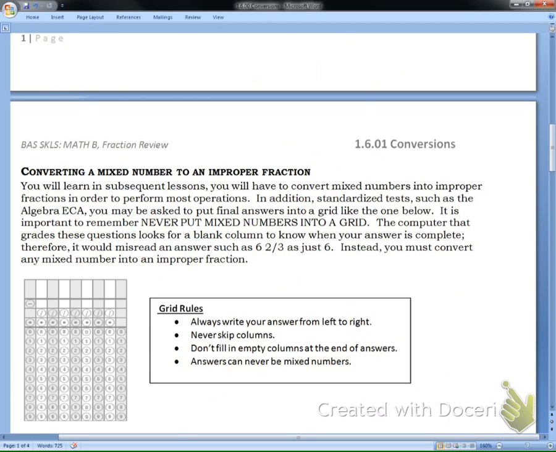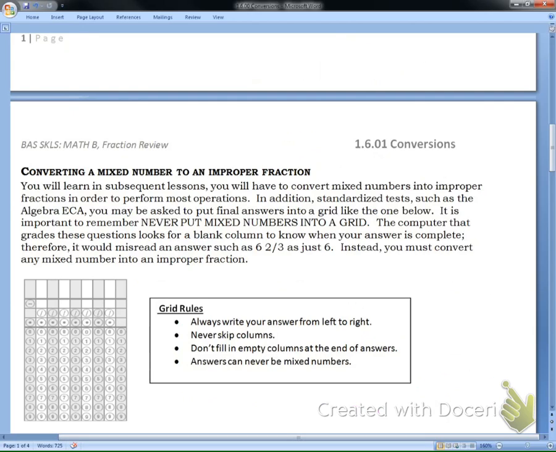As I showed you in the vocabulary above, mixed numbers can be referred to as an original improper fraction. You will learn in subsequent lessons that you will have to convert mixed numbers into improper fractions in order to perform most operations like addition, subtraction, multiplication, and division. But in standardized tests, such as the Algebra ECA, you may be asked to put a final answer into a grid, like the one you see here.